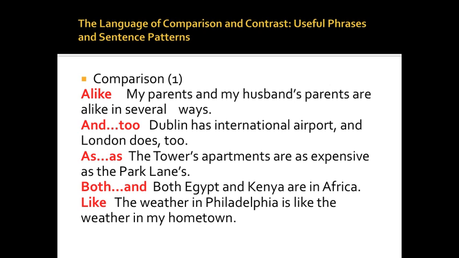You can also use "and too." Dublin has an international airport, and London does too. You can use "as." The Towers apartments are as expensive as Park Lane's. That's a similar thing as a comparison. Both and: both Egypt and Kenya are in Africa. Or you can use "like." The weather in Philadelphia is like the weather in my hometown.